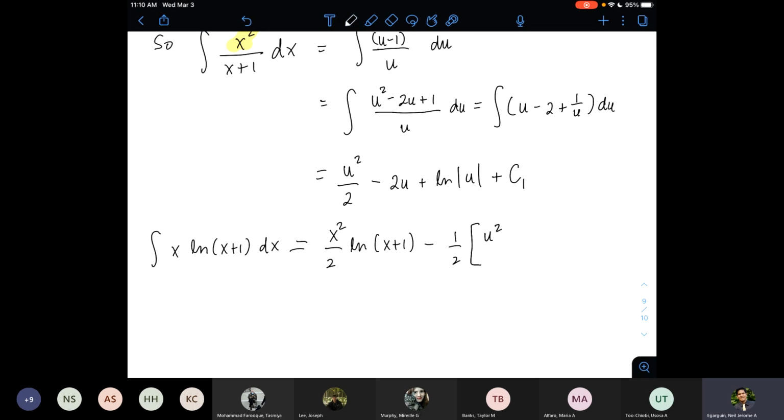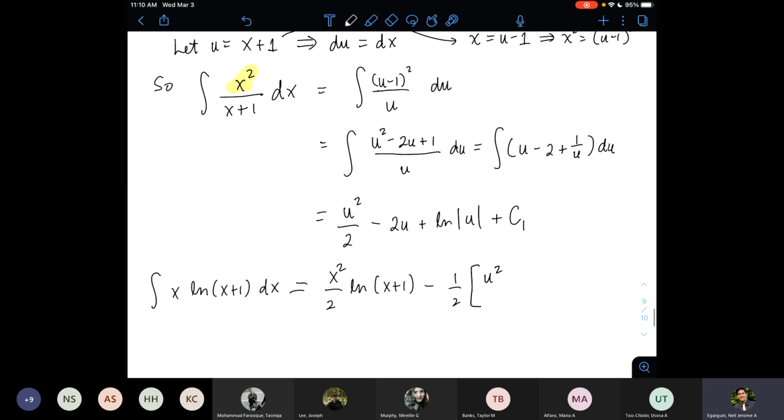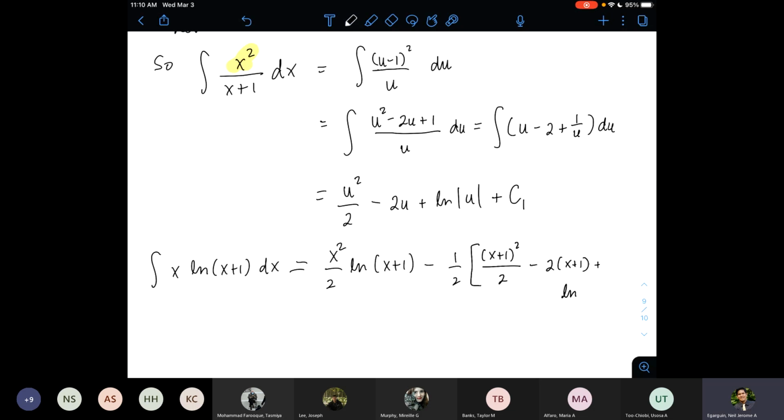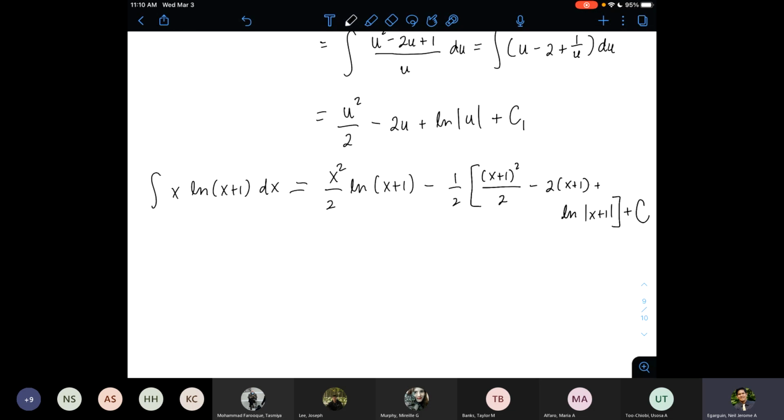So it's going to be u squared over 2. Oh, I'll just revert to the original variable. Remember, u is x plus 1. So this would be x plus 1 squared over 2 minus 2 times x plus 1 plus ln of the absolute value of x plus 1, and then I'll put the arbitrary constant c over here. Okay, and you see how much easier it is if you break the problem down into several components and then just put them back together when you're ready to have the final answer.